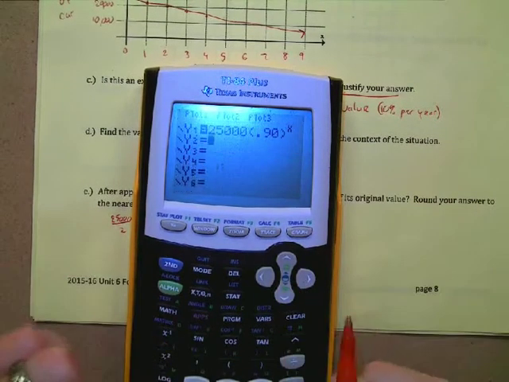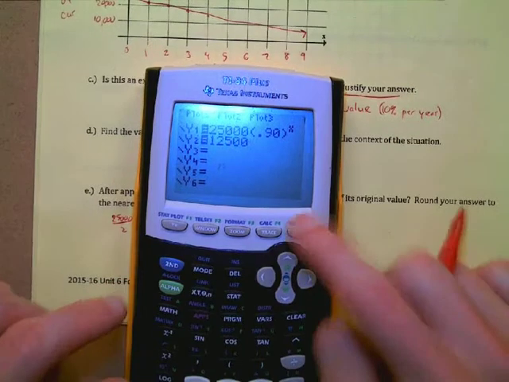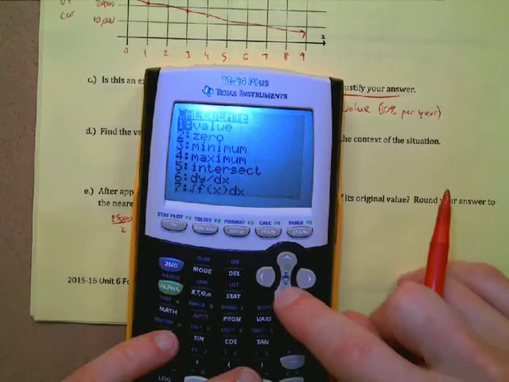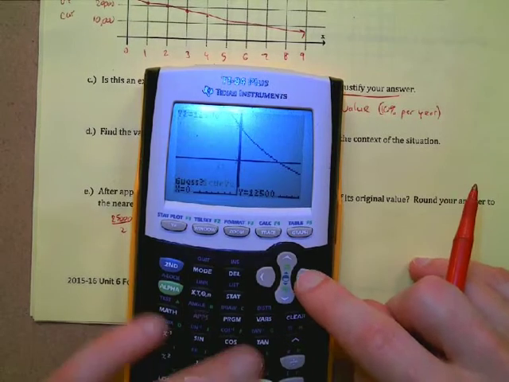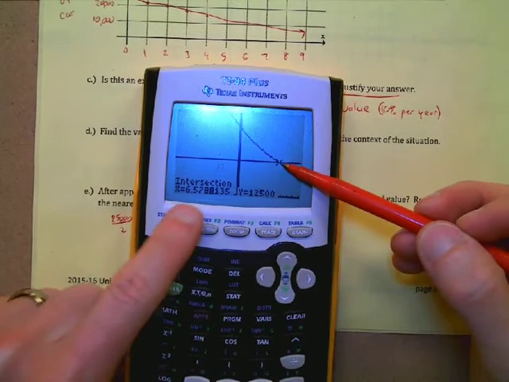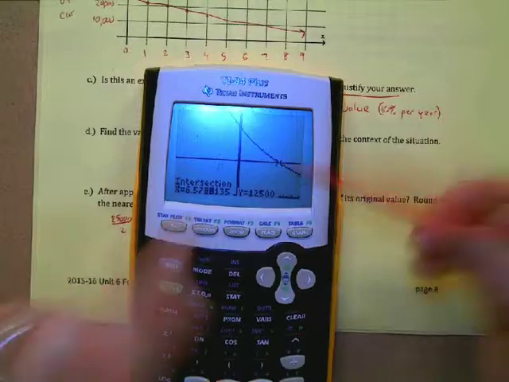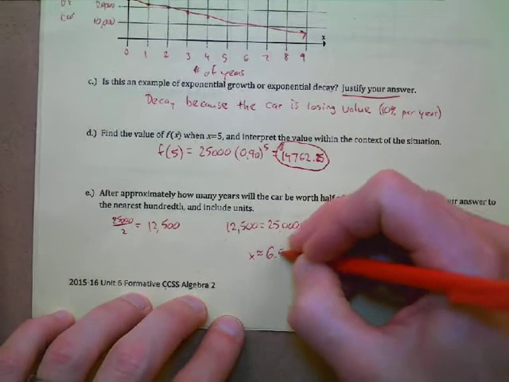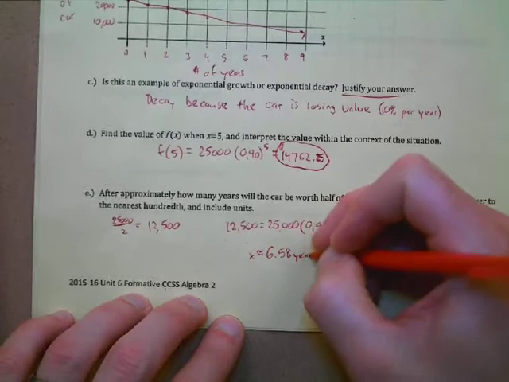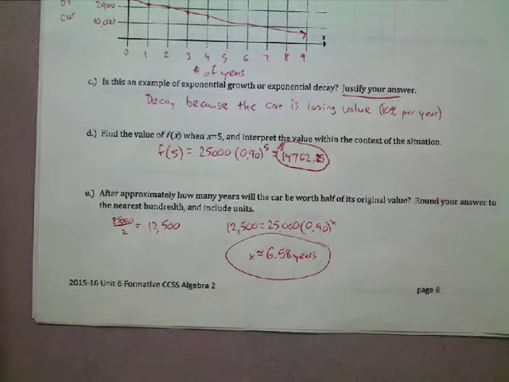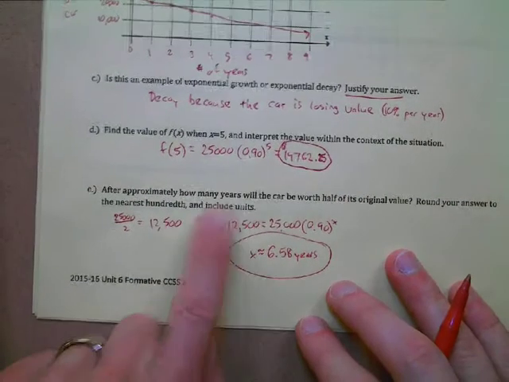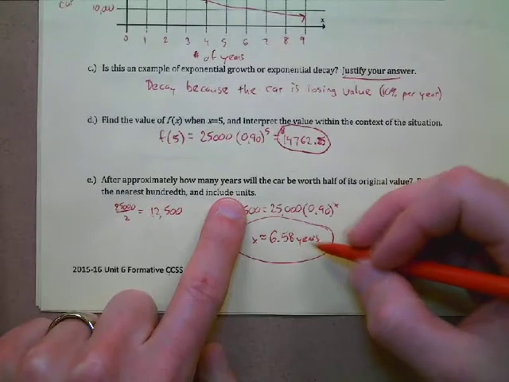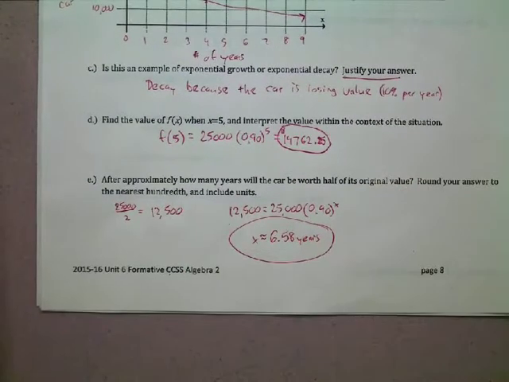So I'm going to graph 12,500. There's my point of intersection. So second trace, intersect. And then there it is, 6.58 we'll say years. Okay. Nearest hundredth, include units. So nearest hundredth, that's 2 decimal places. Include units, it's number of years, right? So 6.58 years. All right.